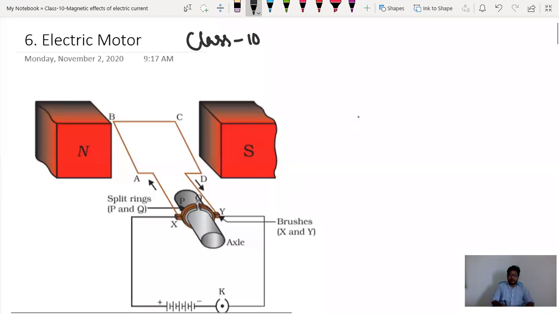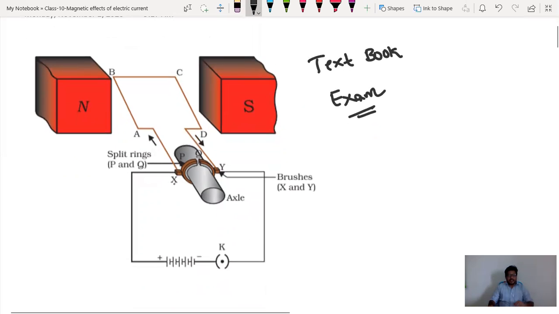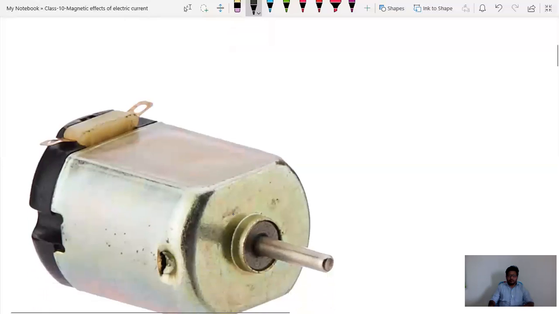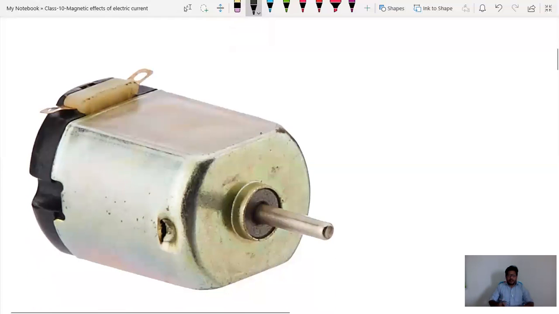This is the diagram that you can get in your textbook, and in examinations if they ask you to draw a diagram and explain, you should draw this diagram. I'll explain what this diagram is. Before that, we'll see a few pictures of motors that we use in our daily life. I'll explain what this N, this S, and this A, B, C, D are, and all. Fine.